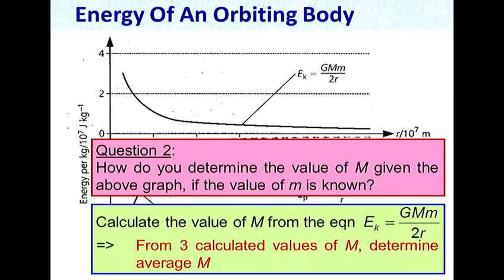So you pick 3 points. Each point gives you a value of big M. You find 3 values of big M from the graph. You find the average big M. Okay, so everything that you read from the graph, you must have 3 points.